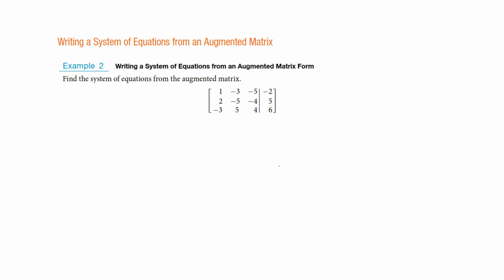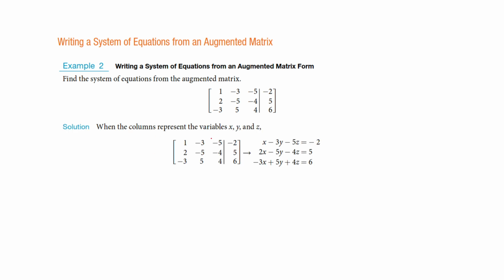Okay, so this is just asking us to go the other way around. So we have our augmented matrix. We're going to turn it into a system of equations. So we're just going to put the add-on rows back. This first column will be the x's, second column the y's, third is the z's. So pretty simple.